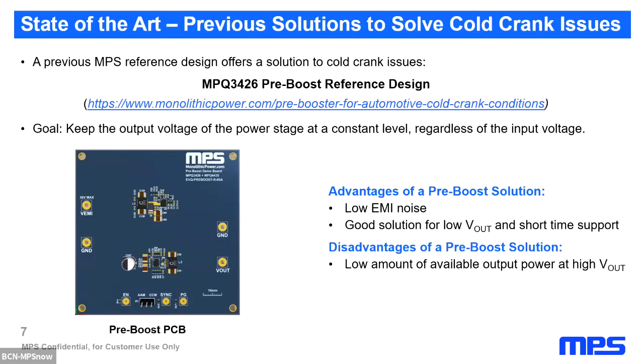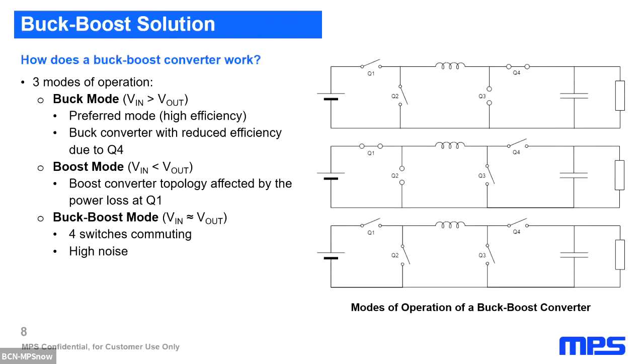applications. In order to overcome this limitation, we have used the buck-boost topology. This kind of converter contains 4 switches that, depending on their state, allow 3 different modes of operation to be obtained. The first mode of operation is the buck mode. In this mode, Q1 and Q2 are switching, Q3 is open and Q4 is closed. Then we obtain a buck converter, and the output voltage will be lower than the input voltage. In this mode of operation, we obtain high efficiency.